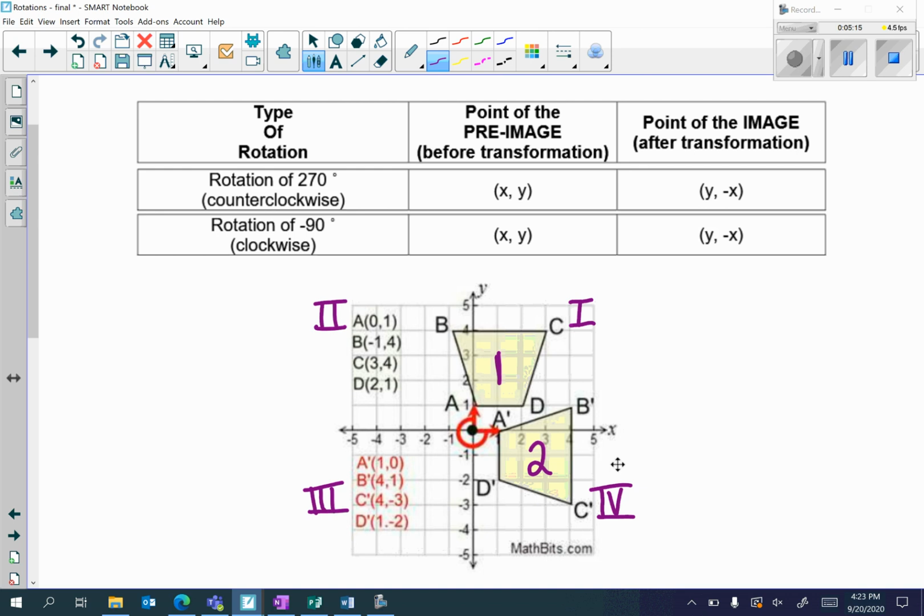All that I have to do is take x comma y, and it becomes y comma negative x. So let's look at point C, which is 3 comma 4. For C prime, I take the y value, that becomes my new x value, and then I negate my x value, and that becomes the new y value.